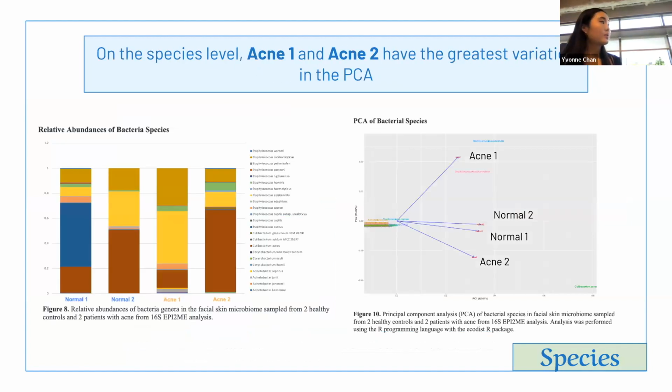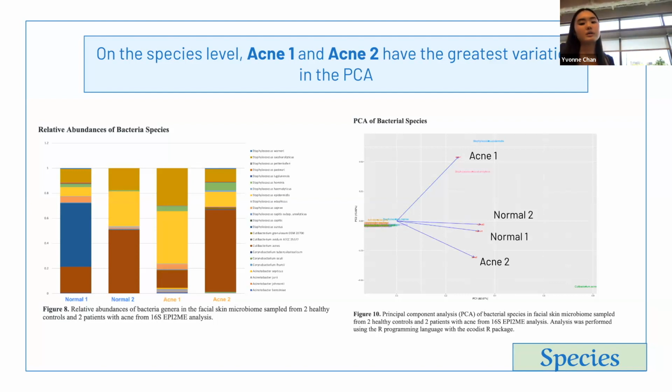So one thing that we found that was really interesting was our results in our principal component analysis on the species level, and here we can see a bit of a pattern. Here we can see that acne 1 and acne 2 have the greatest variation. We can see that acne 1 and acne 2 differentiate from where the normal samples are. So here we can see that there is a great difference between acne 1 and acne 2 and the normal samples.